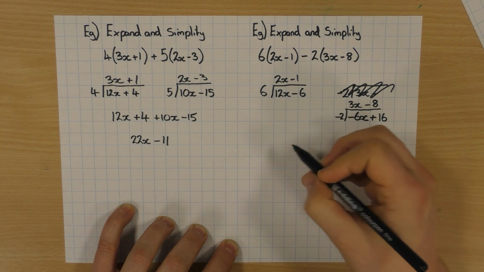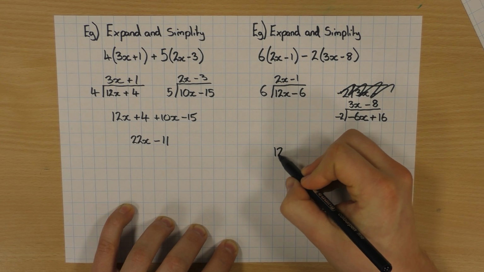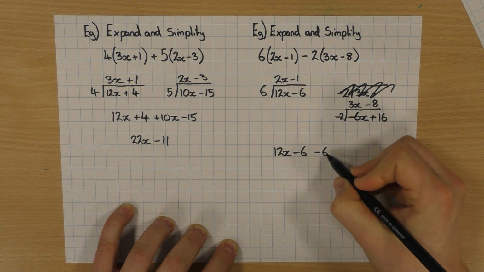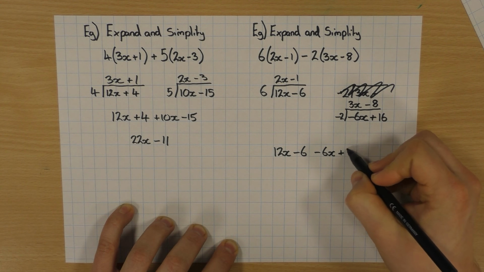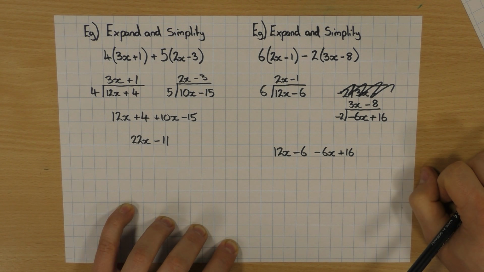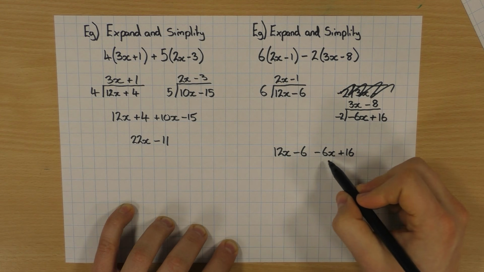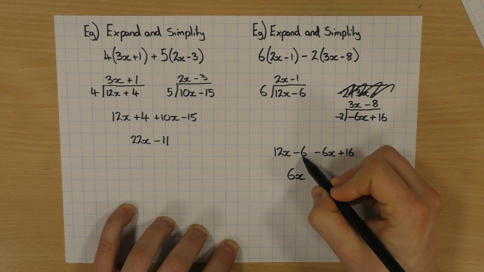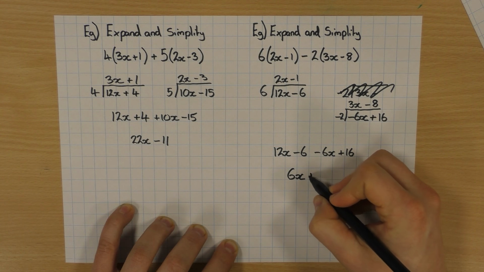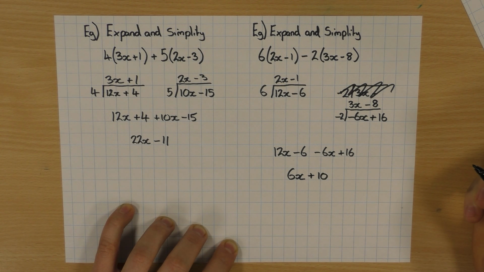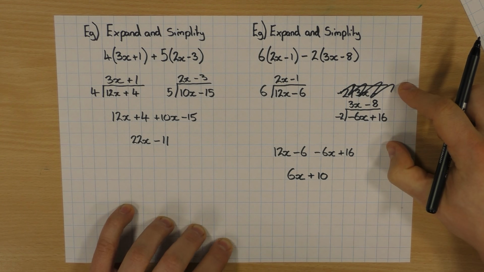Just like before, put it all together. I'll come down here, a bit of space. 12x minus 6 was the first one. Then minus 6x plus 16 was this one here, accounting for that tricky bit there that people make mistakes for. And again, we simplify it. 12x minus 6x is 6x, minus 6 plus 16, or 16 take away 6, whichever way, gives you plus 10. Okay, so be careful of that double negative. Trips people up all the time.